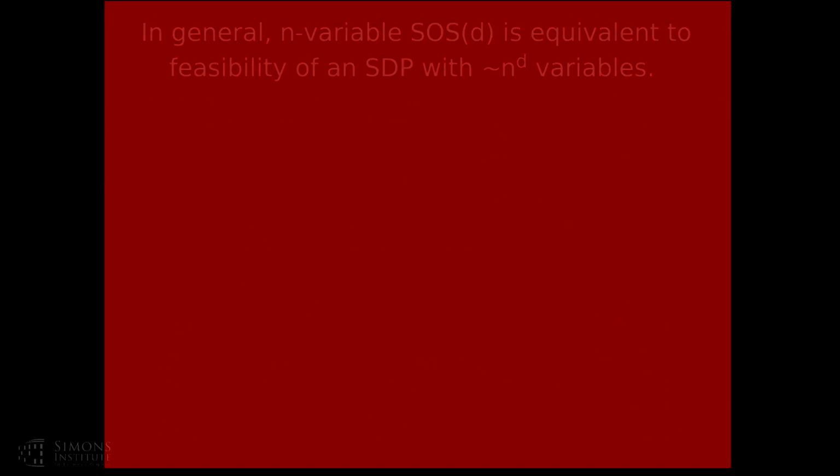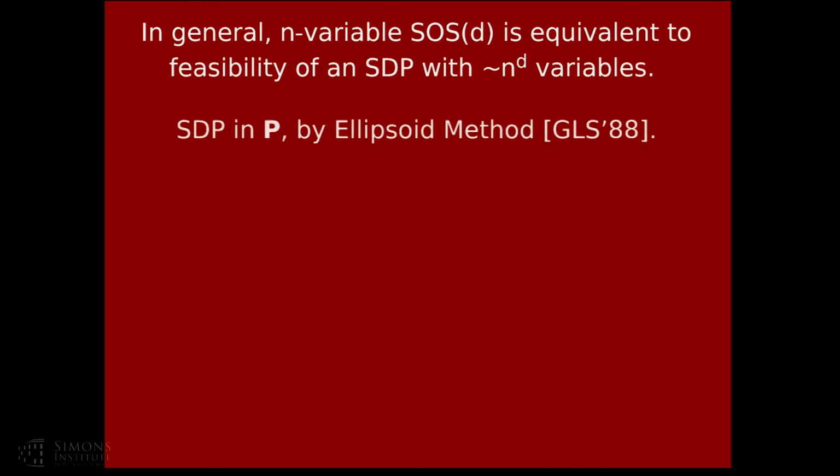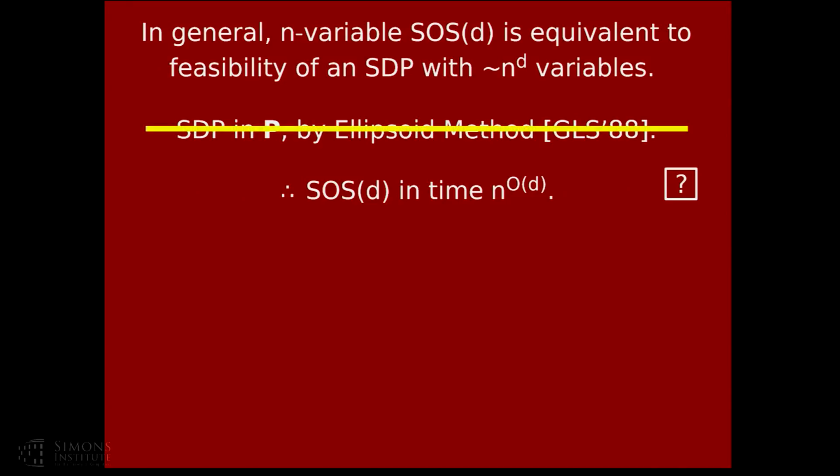Great. So then you may say, all right, in general, an n-variable SOS relaxation is equivalent to the feasibility problem for an SDP with about n^d variables. And then you may say, great, semi-definite programming is solvable in polynomial time by the ellipsoid method, let's say, Grötschel-Lovász-Schrijver. And therefore you can do SOS in time n^O(d). Well, maybe. So no, not really. The trouble with this little proof sketch is that this line is not true.